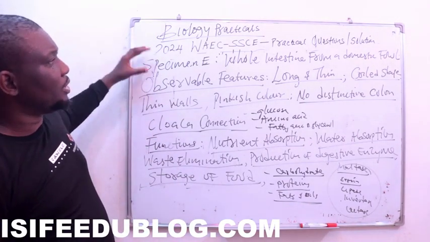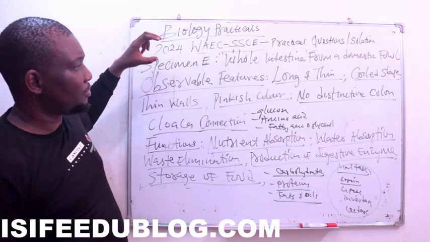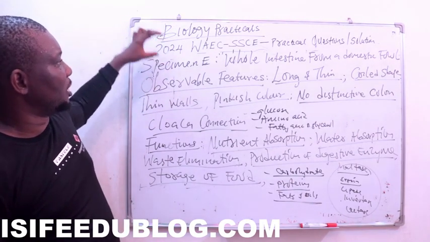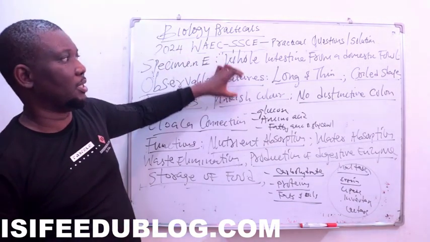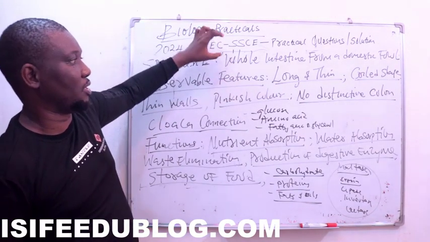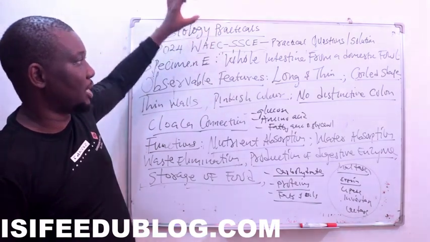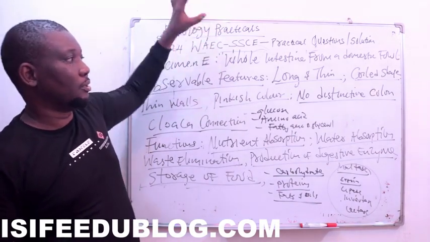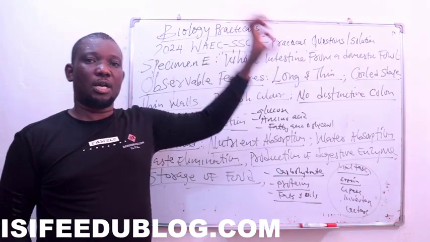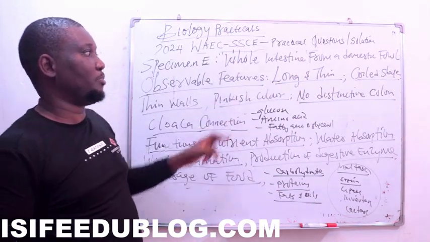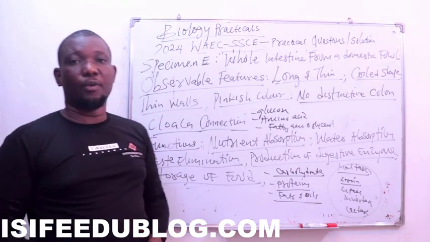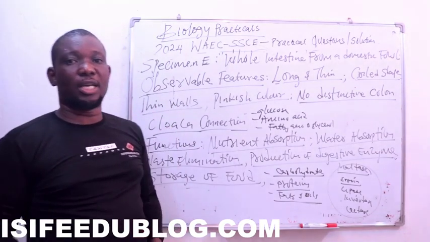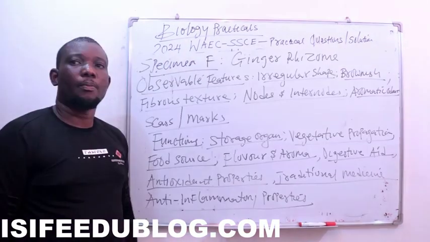So the key important point I make about this particular specimen is that the examiner must ask a question on the structural observable features of the specimen and the function of this specimen. Okay, now let's go to the next specimen, which is Specimen F.